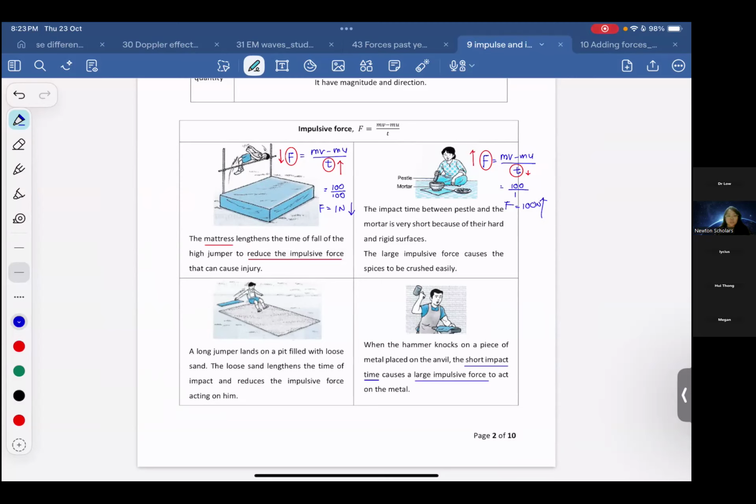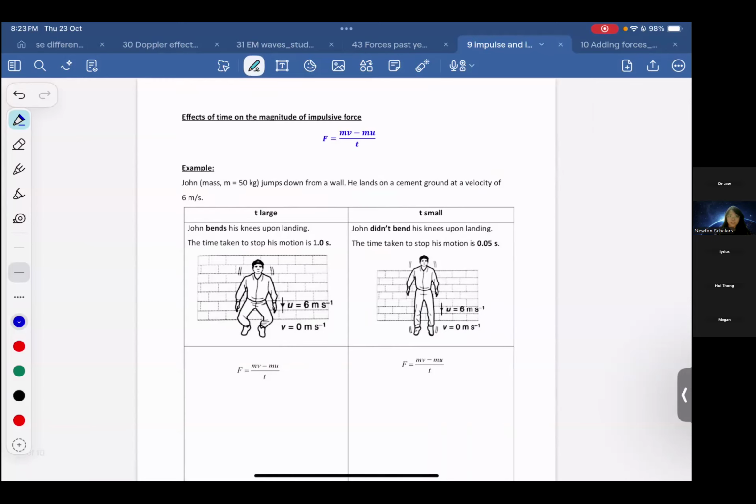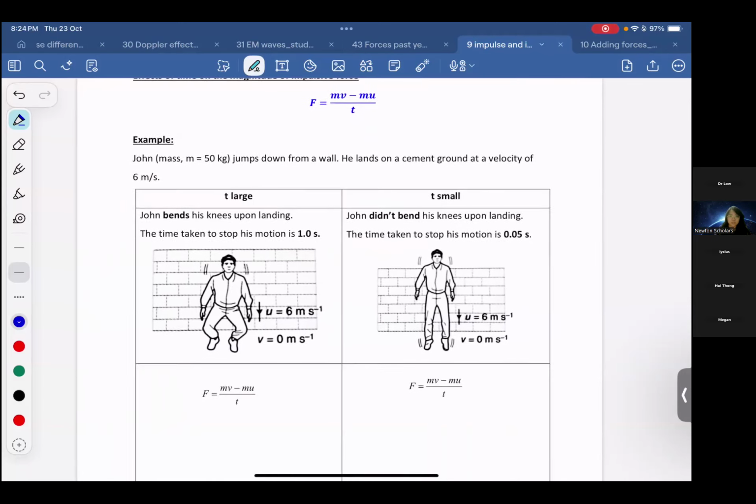Megan, okay. Okay, Hui-Tong, Crystal, Teresa, Licious, okay? Okay, they're here. This is the one.